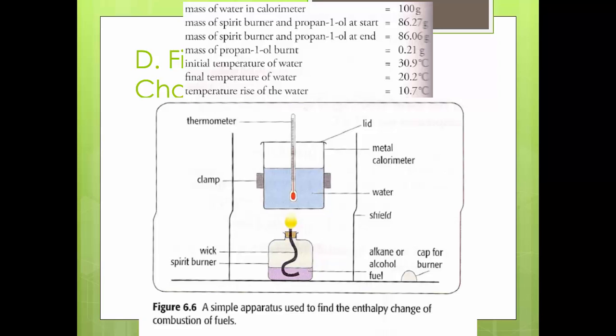Mass of water in the calorimeter is 100 grams. So here's your mass of water. The mass of propanol burnt was 0.21 grams, and the rise in temperature is 10.7. So from that information, you can find MCAT, find the energy, and you can find per mole of your organic how much energy per mole that organic produced.